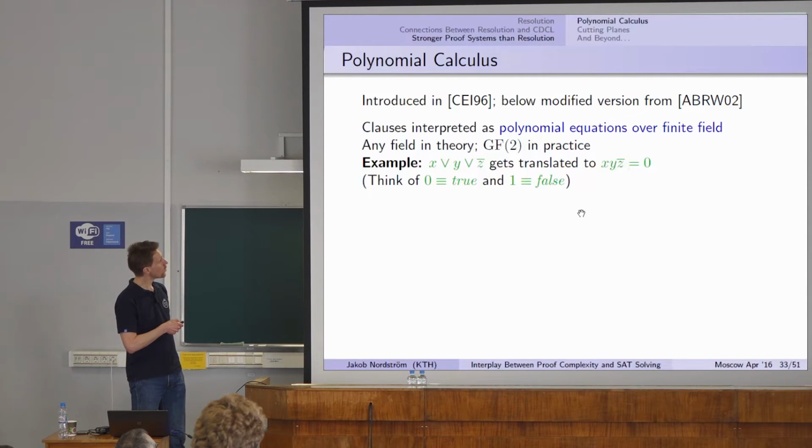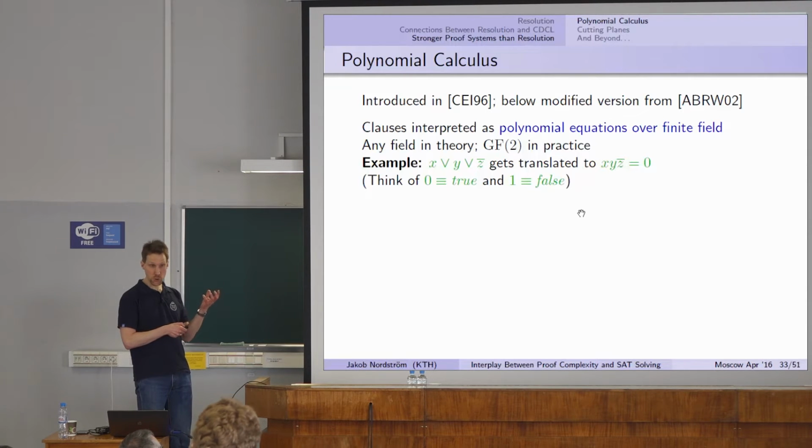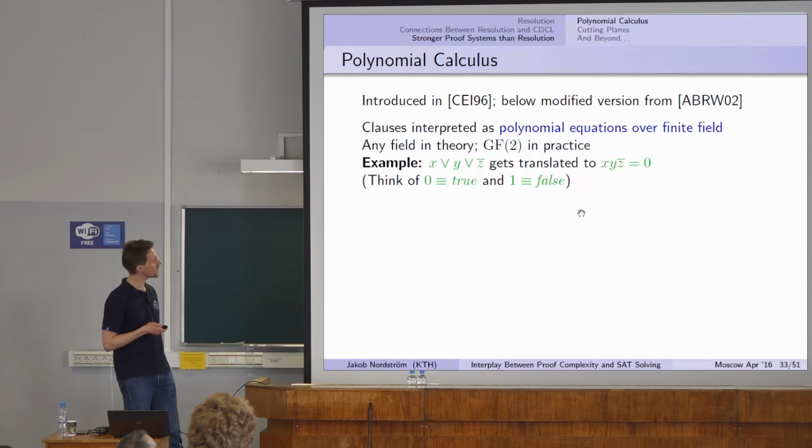Okay, so now a clause x or y or not z just gets translated to a monomial x times y times z bar. And the clause being true means this monomial evaluating to 0, and clearly it evaluates to 0 if one of the variables in it evaluates to 0. Okay, so that's the semantics.